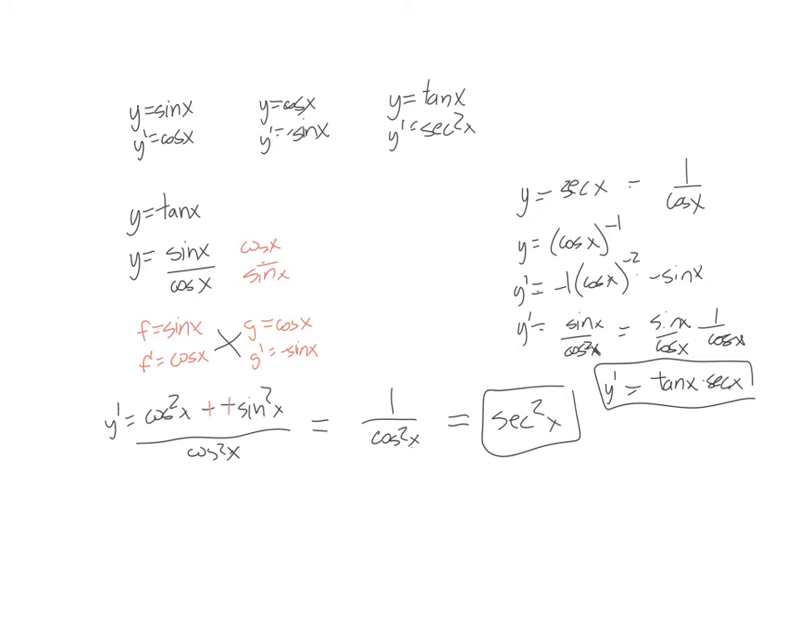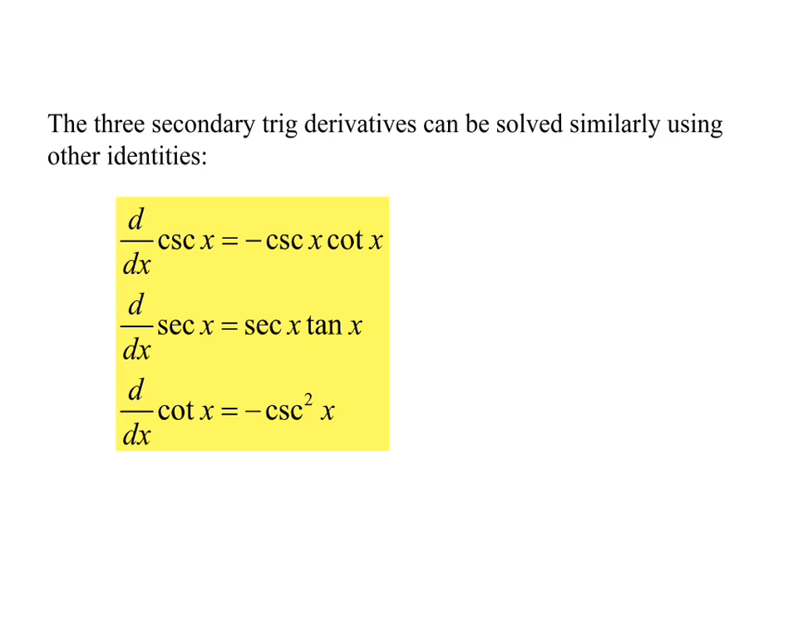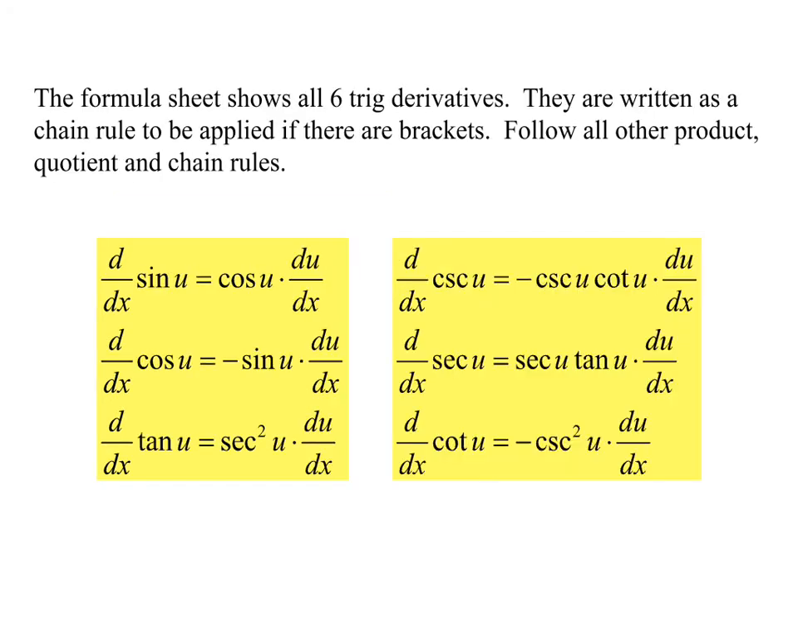And we could do almost the exact same thing for cosecant, and it works pretty much the same, except you would get cotan times cosecant, and it's negative as well. So we end up getting these as our 3 new secondary identities, and again, we can do the same, just change them to sines and cosines like we just did. So altogether we have 6 trig derivatives.